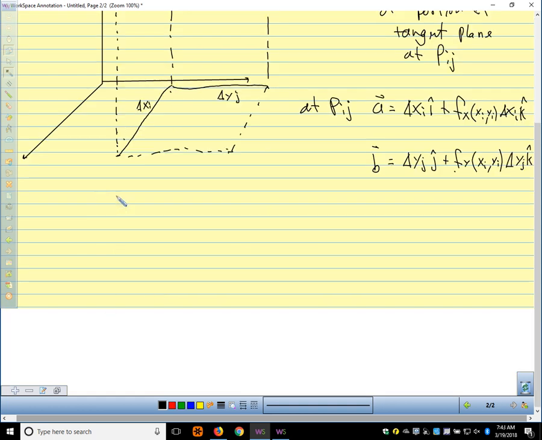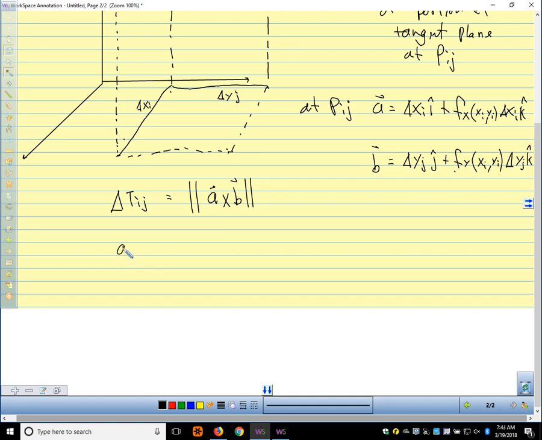Delta t sub ij is the magnitude of A cross B. So we're taking the magnitude of that cross product to approximate the area of that portion of the tangent plane.